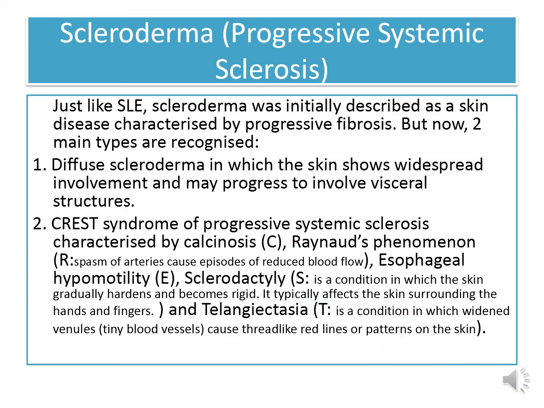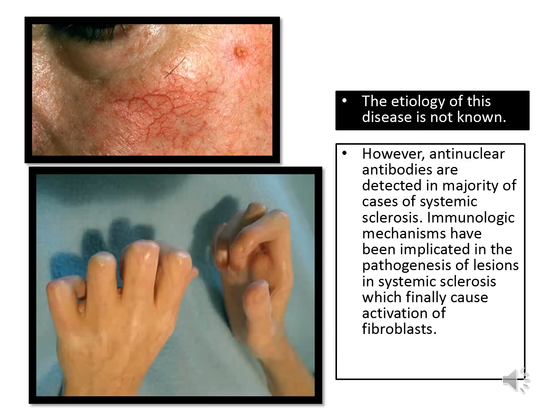Scleroderma is also an example of such pathology. Diffuse scleroderma, CREST syndrome: we see calcinosis, Raynaud's phenomenon, esophageal hypomotility, sclerodactyly, and telangiectasia, which are the features of scleroderma. Here we see the example of such pathologies.